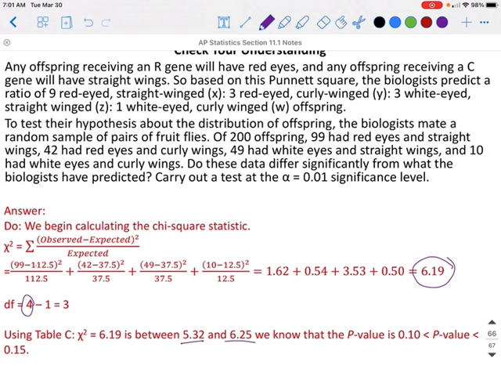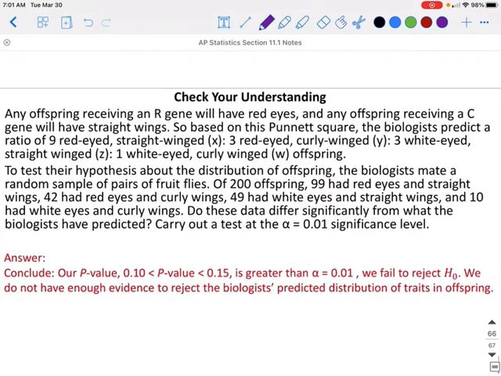The last thing we need to do is just make our conclusion based on that p-value. So our p-value falling between 0.10 and 0.15 is greater than our alpha level of 0.01. So we fail to reject the null hypothesis. We do not have enough evidence to reject the biologist's predicted distributions of trait in the offspring.